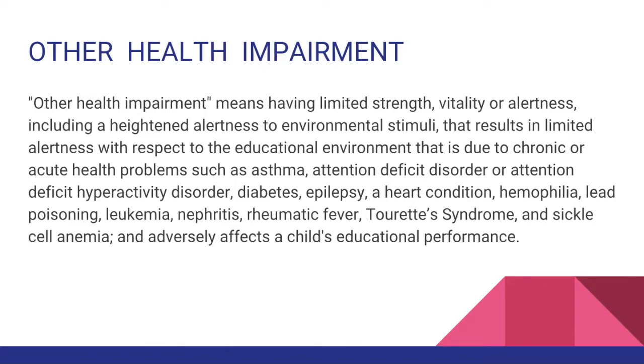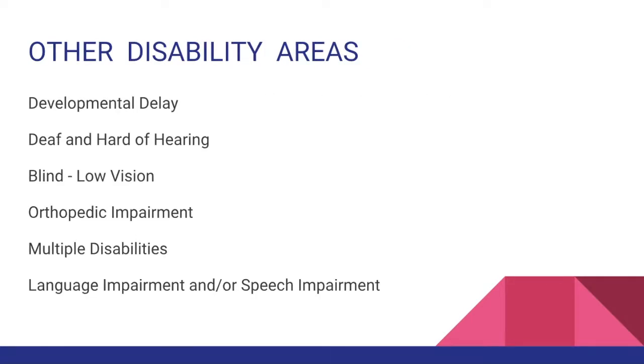Other health impairment is another eligibility area, which means having limited strength, vitality, or alertness, including a heightened alertness to environmental stimuli that results in limited alertness with respect to the educational environment that is due to chronic or acute health problems such as asthma, attention deficit disorder or attention deficit hyperactivity disorder, diabetes, epilepsy, a heart condition, hemophilia, lead poisoning, leukemia, etc. All of these or one of these would adversely affect a child's educational performance.